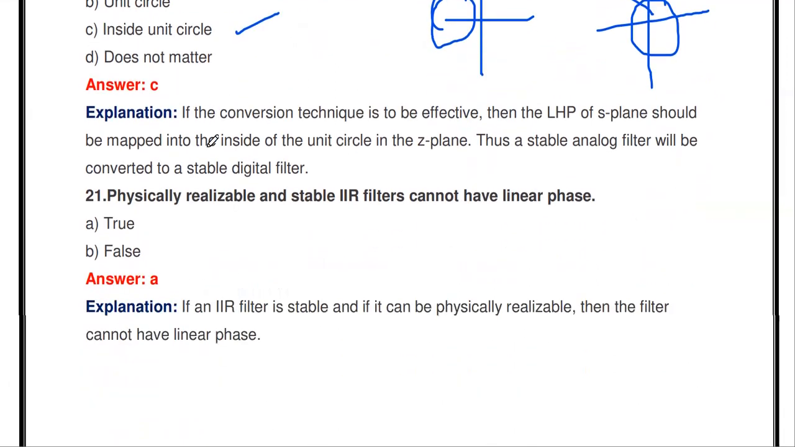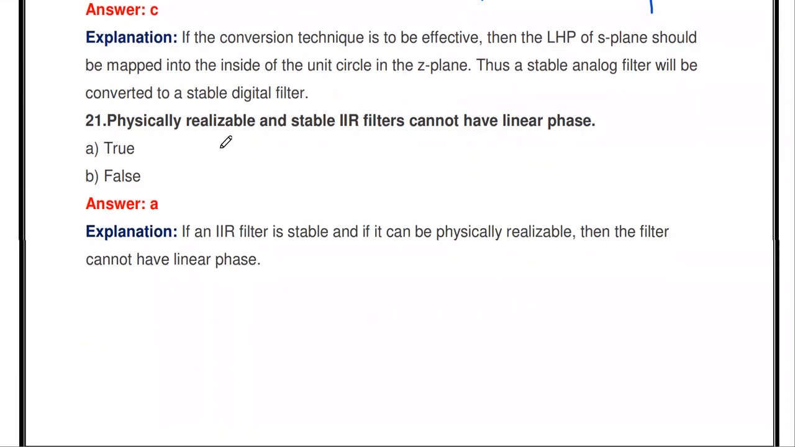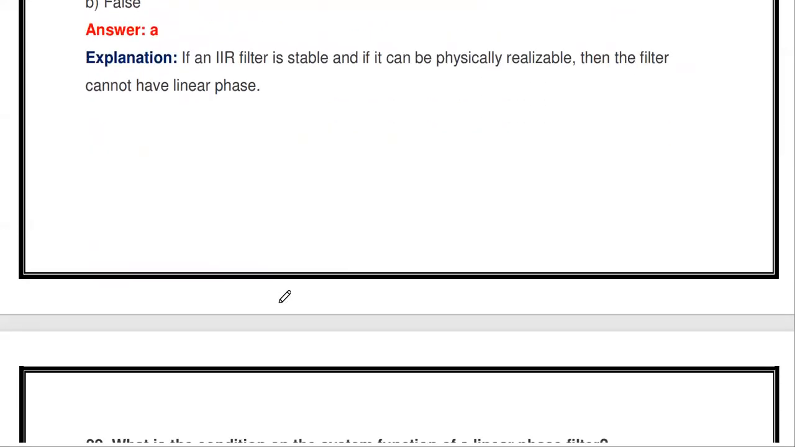That's the thing. Then, the physically realizable and stable IIR filter cannot have linear phase. It's true. The physically realizable and stable IIR filter cannot have linear phase. The linear phase is not necessary.